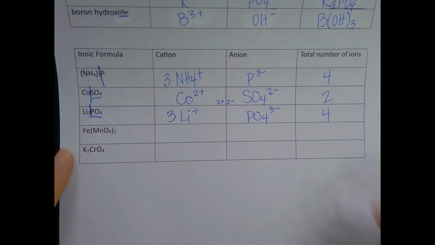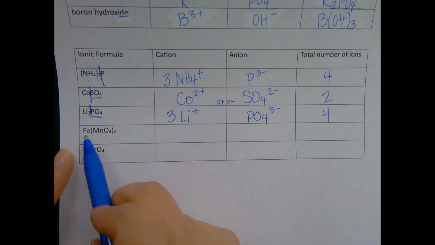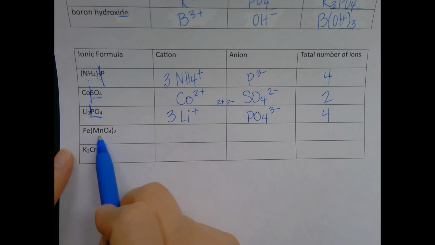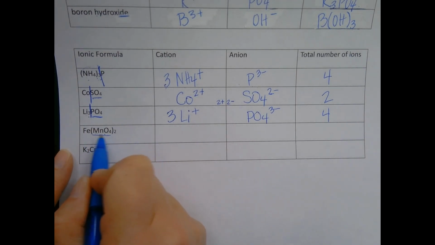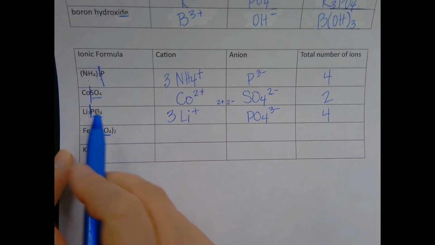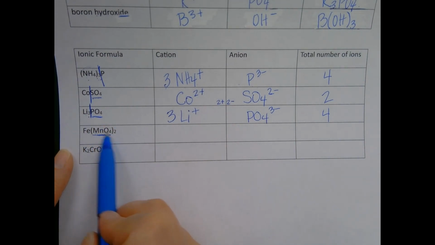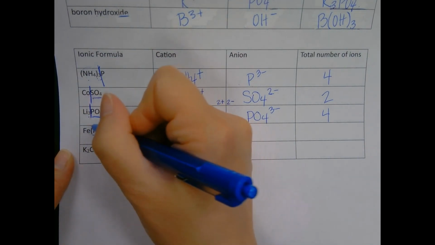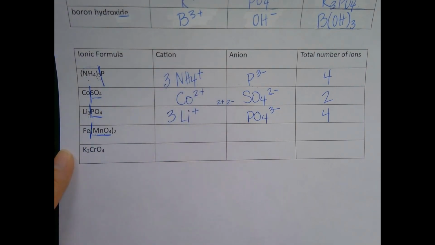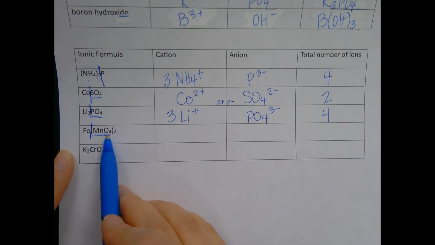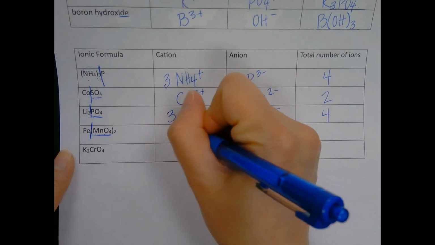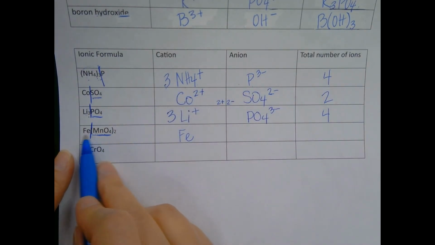Okay, now this next one looks a little weird because we have iron and we have manganese, which are both metals. But the manganese is in parentheses with an oxygen. So this right here must be a polyatomic ion because it's paired with oxygen in parentheses with a cation. So I'm going to break this up right here in between my iron and my manganese and oxygen ion, which is called permanganate. So my cation is Fe, okay, because it's the one before the parentheses.